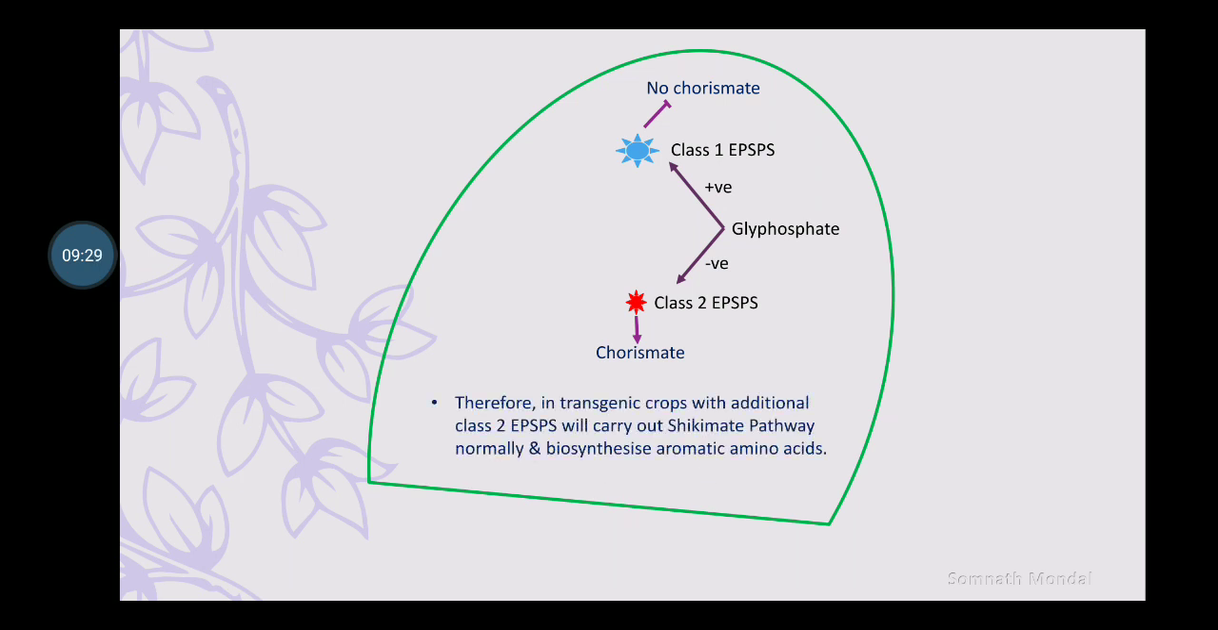Therefore, in transgenic crops with additional class 2 EPSPS, the Shikimate pathway will carry on normally and biosynthesis of aromatic amino acids will not stop. Thereby, plants which have been made transgenic, like Roundup Ready soybean, will not have any adverse effect from spraying of Roundup herbicide. Only the weeds of that field will die as they have no class 2 EPSPS.